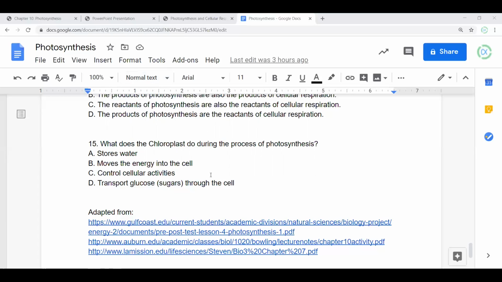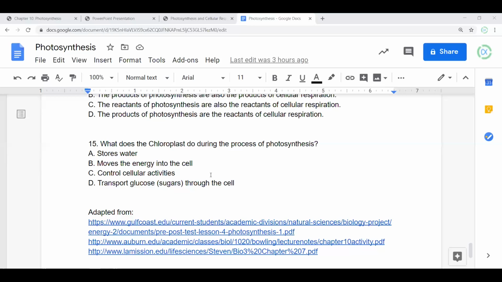Okay, so this question was interesting, but the answer here would probably be, I would say, B. The reason for that is because the chloroplast is directly involved with absorbing energy from the sunlight. So in that sense, it does move the energy into the cell from the sun. The chloroplast does not store water. That's the function of the vacuole.